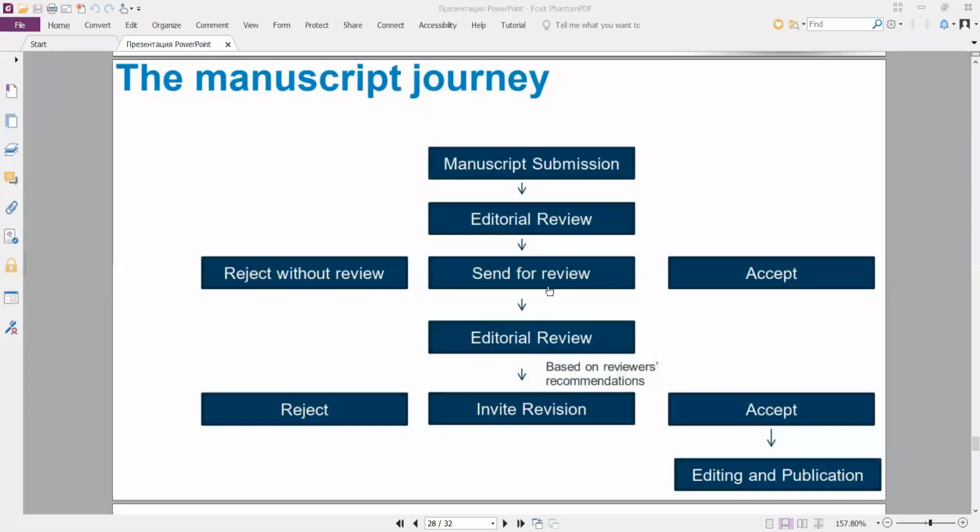If they accept, they send it after the revision to editorial review again, based on reviewers' recommendations and comments. So they invite some revision. Again, based on that, they reject or accept your publication. If they accept, it's great. They will send it to editing and publication.